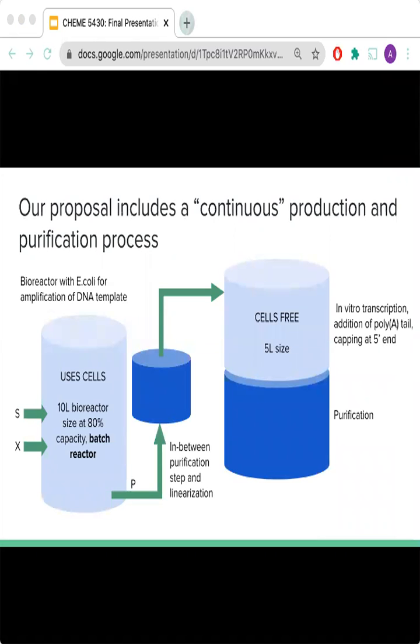Our proposal differs, however, because we include a continuous production and purification process. We propose to cut down on processing time by creating a continuous downstream process, which can retain and recycle high-value raw material, which could possibly provide a substantial cost reduction. It increases utilization of the production line and increases efficiency.